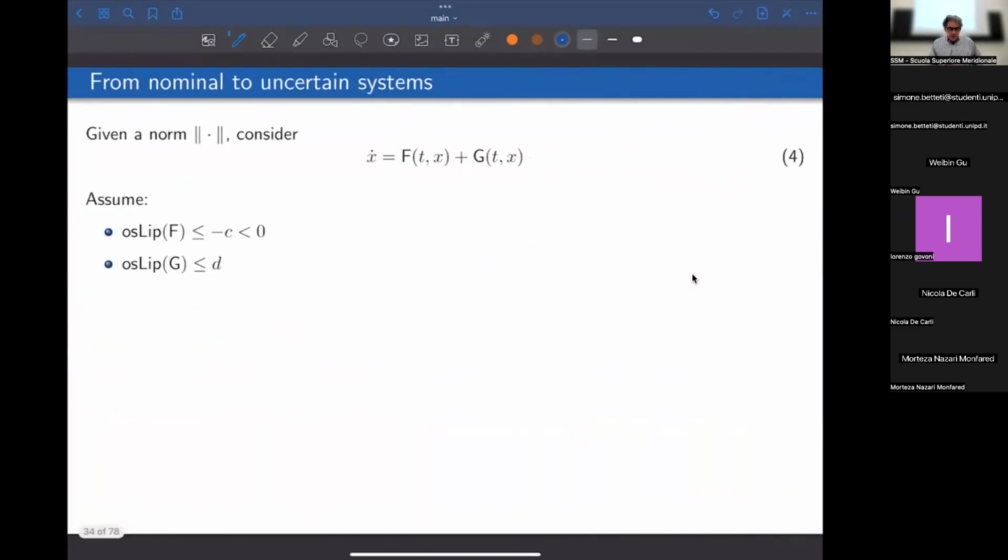I will skip these ideas. Now, let's generalize what we said so far. Instead of having a single nominal system, let's suppose I have a system with unmodeled dynamics.